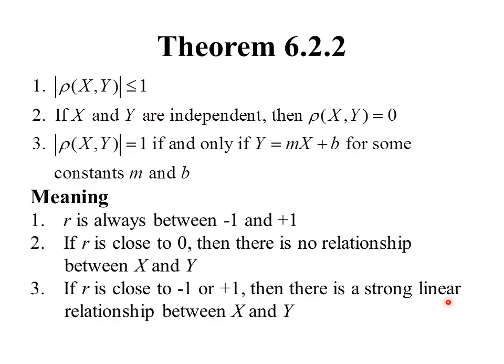So remember what linear means graphically: it means straight line. In mathematical terms, linear means that one variable equals a constant times the other variable plus another constant. y equals mx plus b. This looks like the formula for a straight line back from high school algebra. So if r is close to -1 or +1, there's a strong linear relationship between x and y.